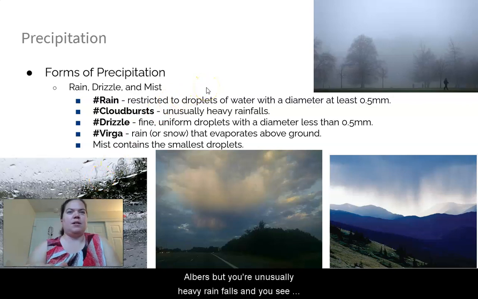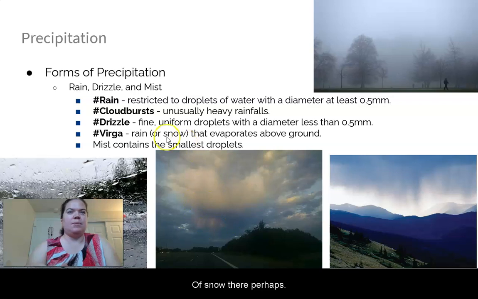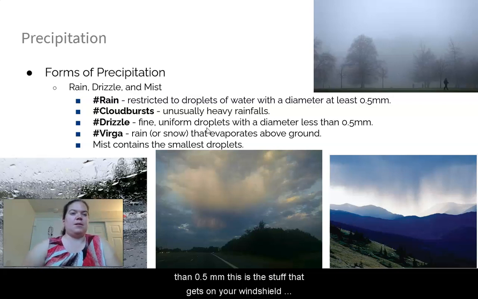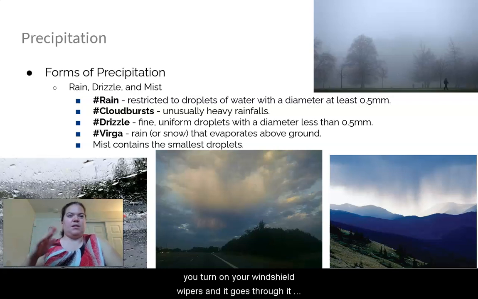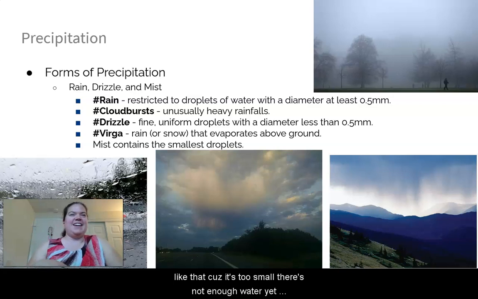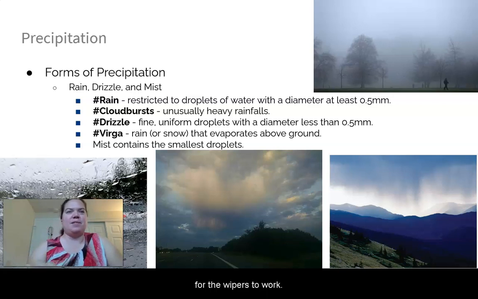Then cloudbursts, which are unusually heavy rainfalls. Here you see one that I was chasing. I think that was a cloud of snow there, perhaps. Drizzle, which is uniform fine droplets with a diameter less than 0.5 millimeters. This is the stuff that gets on your windshield. You turn on your windshield wipers and it goes right like that because it's too small. There's not enough water yet for the wipers to work.